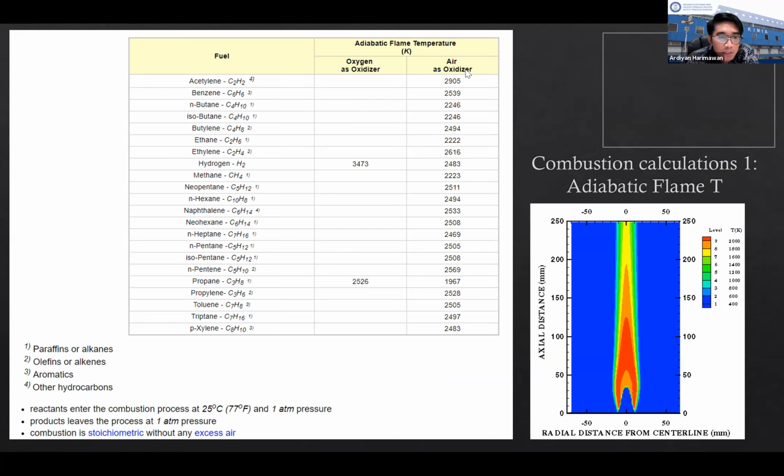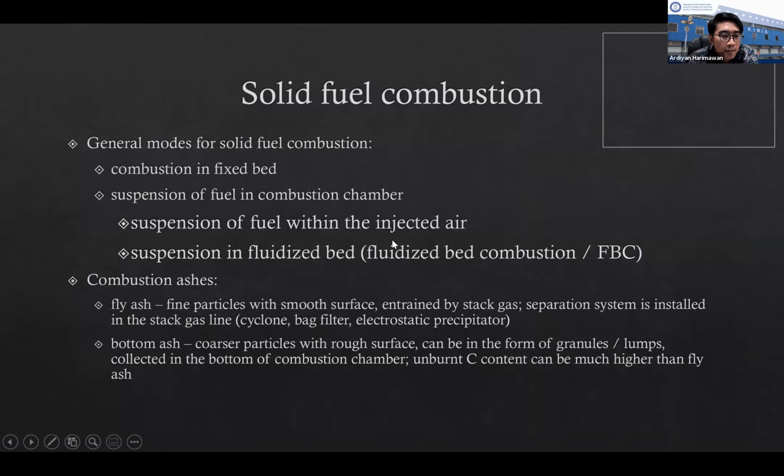This is the representative of adiabatic flame temperature. So basically, when you use a different kind of hydrocarbon as fuel, then you will have a different adiabatic flame temperature. Adiabatic flame temperature is basically correlated with how much heat you will get by burning that kind of fuel. Later we will discuss this one. Okay, now we will discuss first how different types of fuel will affect the combustion process.